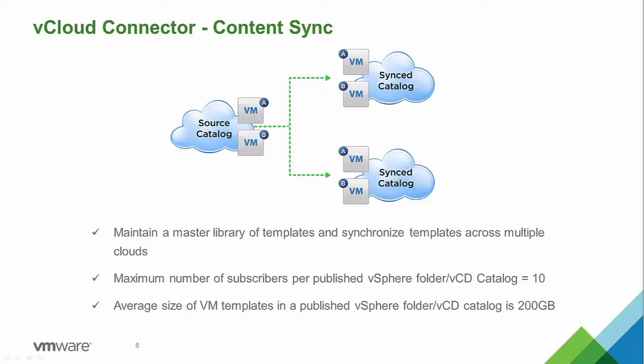A couple of caveats worth noting with this feature is that there is a maximum number of 10 subscribers per published vSphere folder or VCD catalog. And this does not do delta copies. So that means any change to a template that is sitting in a published folder or catalog means the whole template will then be copied out to all subscribing catalogs and folders.